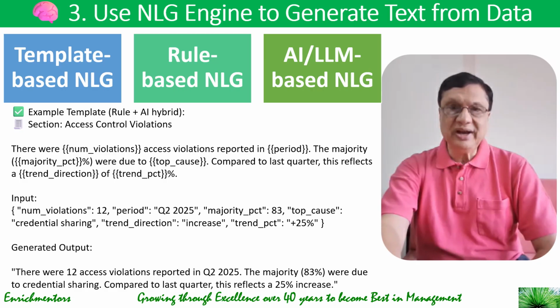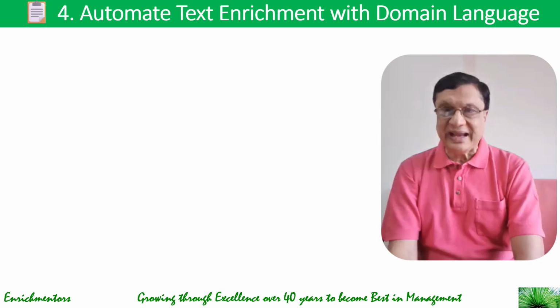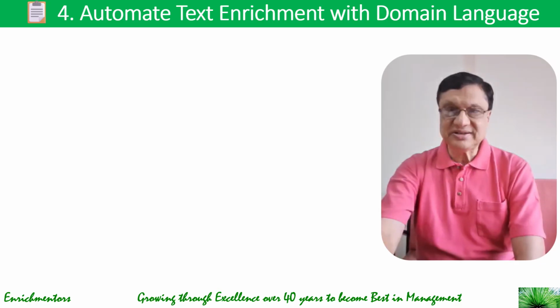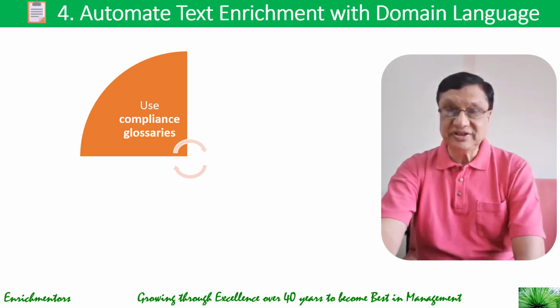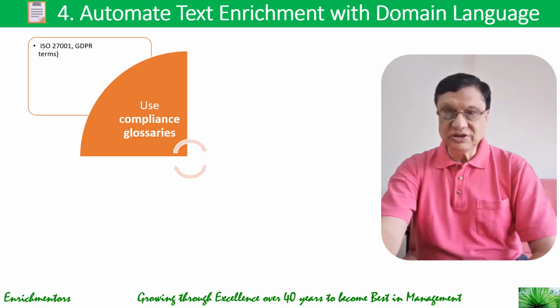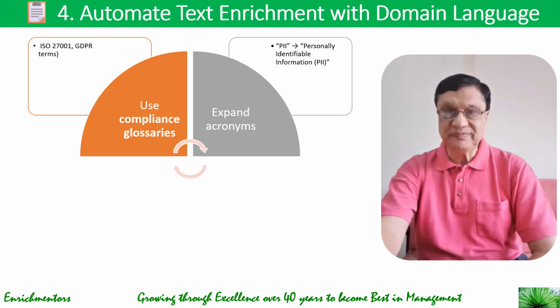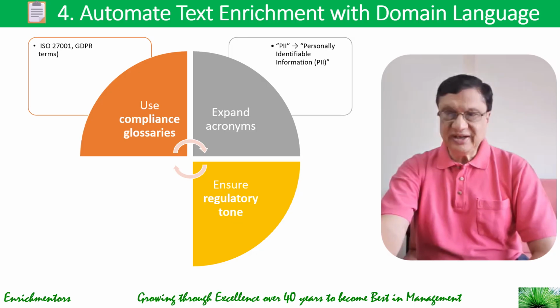Then let's take a look at automating the text enrichment with domain language. Now, NLG systems can use compliance glossaries like ISO 27001, GDPR terms, etc. They can also expand acronyms, like PII could be converted into personally identifiable information. Also, they can use regulatory tone, example: shall as required under.